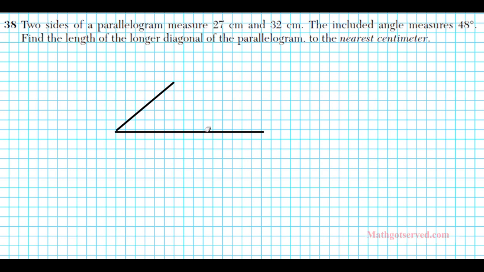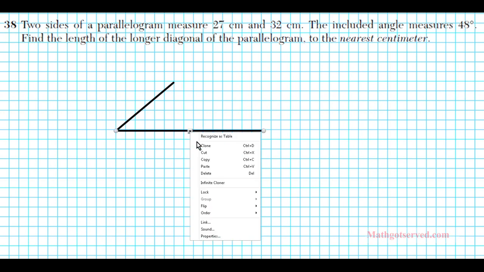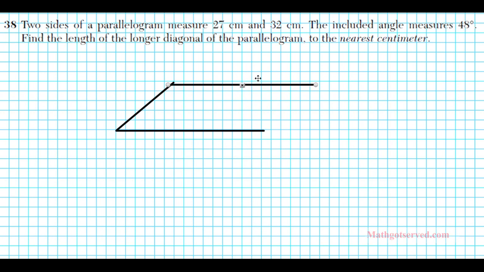I want to make sure I'm putting everything exactly where it belongs, so I'm going to make a sketch of the situation. Let me just clone this object right here. Give me 1 second. I want to make sure it's a perfect parallelogram. Remember, in a parallelogram, opposite sides are parallel. In this case we have 27 and 37. It's not drawn to scale. This is 27 and this is 37. The angle is 48 degrees.